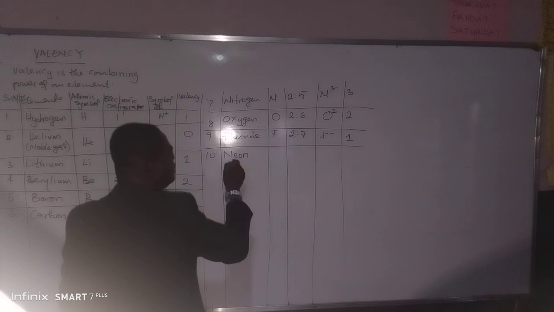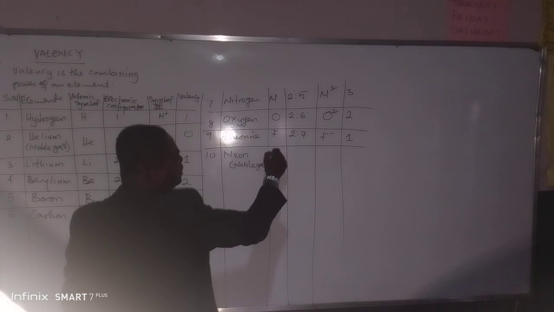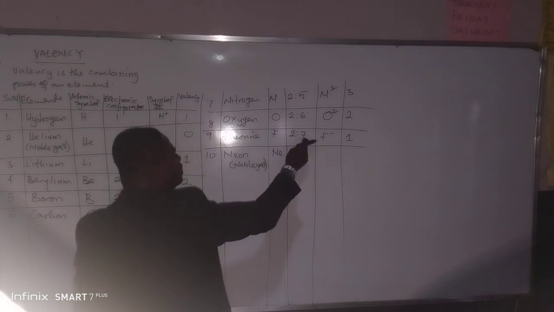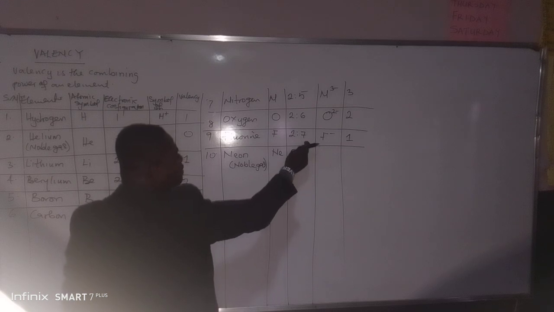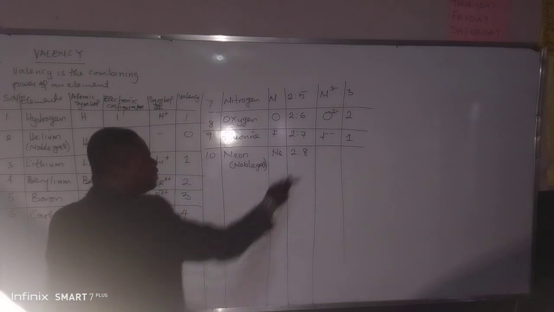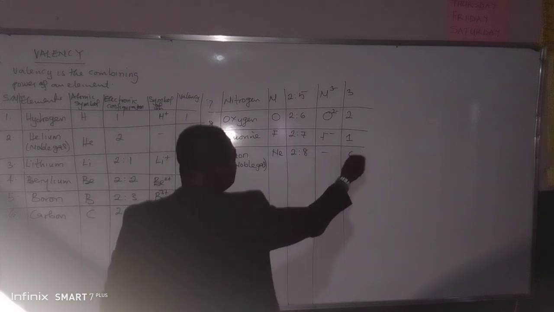Don't forget, neon is a noble gas. How do I know it's a noble gas? Its outermost shell is fully filled. Ne is 2, 8. The K shell carries 2 electrons and the L shell carries 8. The maximum number of electrons that the L shell can carry is 8, and it already has 8 there, so it doesn't form an ion. So the valency is 0.